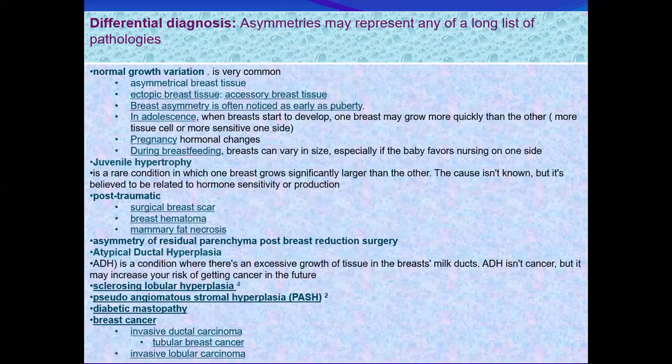Also post-trauma due to scar, hematoma, or fat necrosis, residual parenchyma from post-reduction surgery, atypical ductal hyperplasia, sclerosing adenosis, pseudoangiomatous stromal hyperplasia, diabetic mastopathy, or even other types of mastitis. You can consider mastitis other than mastopathy. Breast cancer, you see, invasive ductal carcinoma, invasive lobular carcinoma, and tubular carcinoma can present as asymmetry.